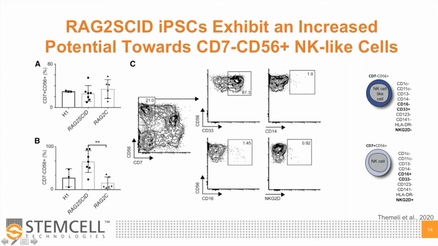And this is what the plot looks like, CD56 with CD7. And further looking at this population, they looked at different NK cell markers. They did see the presence of CD33, which is not normally expressed in an NK cell. They do see very little, basically no CD16 expression for these NK-like cells, nor CD14 expression, which is just kind of a negative control since it's not expressed in NK cells either. However, what would be expressed in an NK cell would be NKG2D, and that's absent for these NK-like cells.